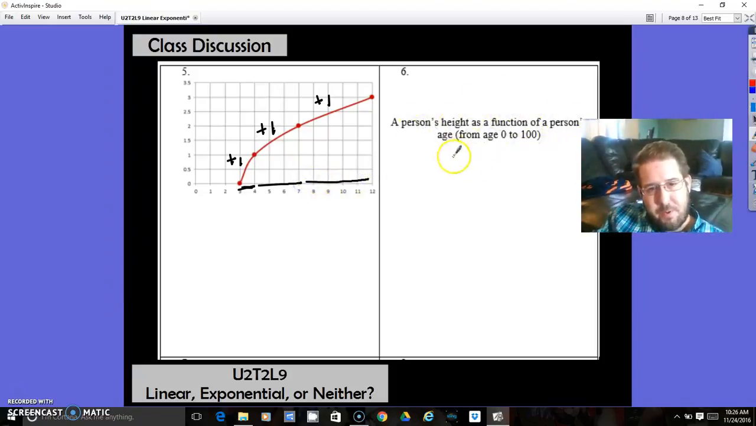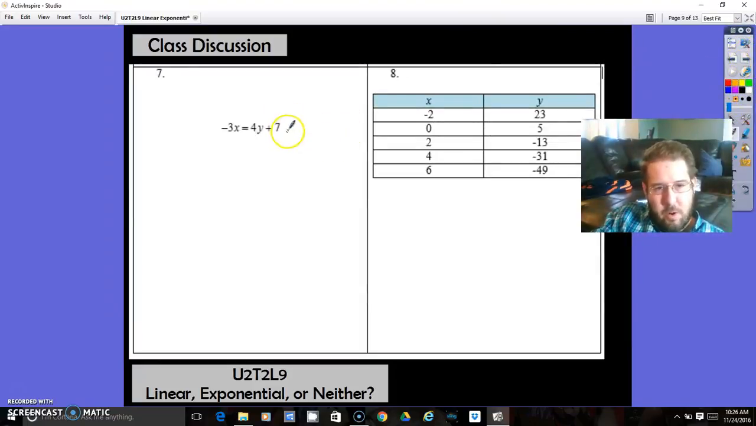A person's height is a function of a person's age. Well, a person's height does not change at a constant rate, so it's going to be neither as well. You grow a lot more when you're a baby than you do when you're an adult, or let's say a teenager.